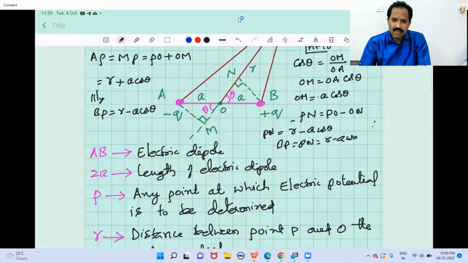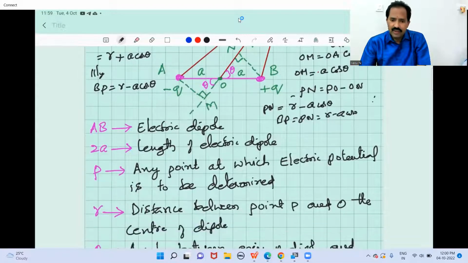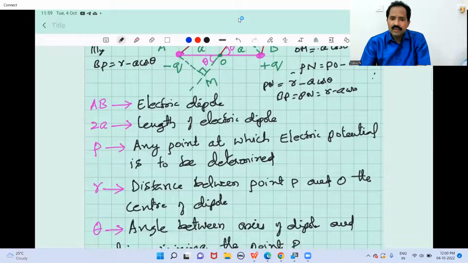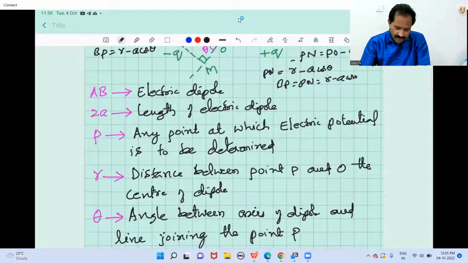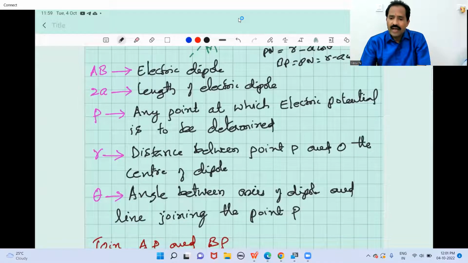As far as the diagram is concerned, AB is called electric dipole. 2a is called the length of the electric dipole. P is the point at which the electric potential is to be determined. r is the distance between the point P and the center of the dipole, and theta is the angle between the axis of the dipole and the line joining the point P. If the point lies on the axis, put theta equal to 0. If the point P lies on the equatorial line, put theta equal to 90 degrees. I will come to it later on.